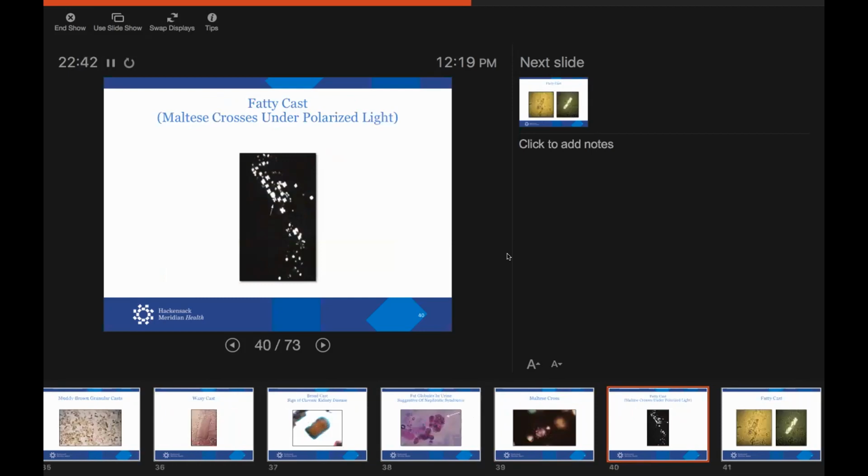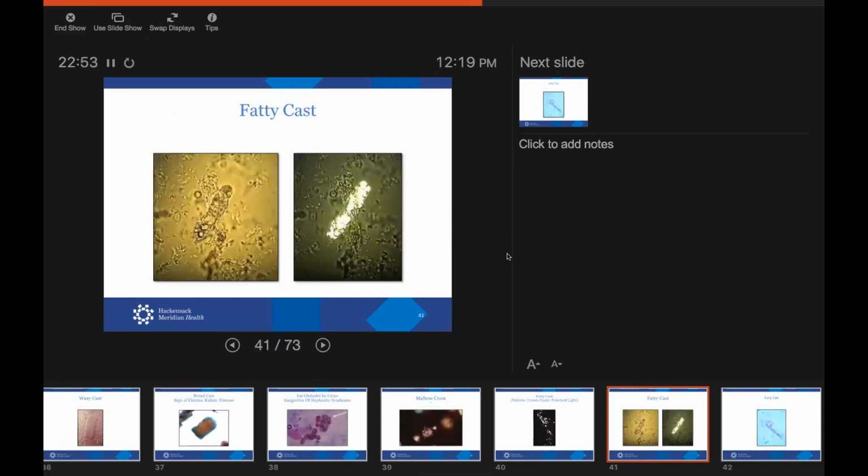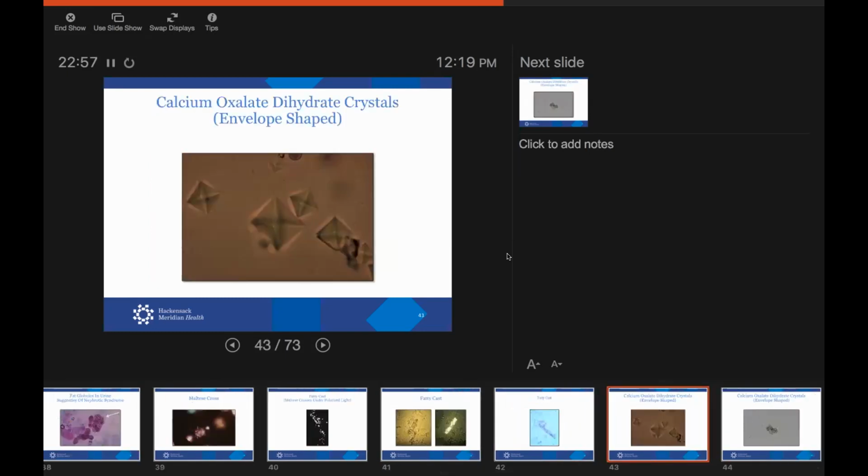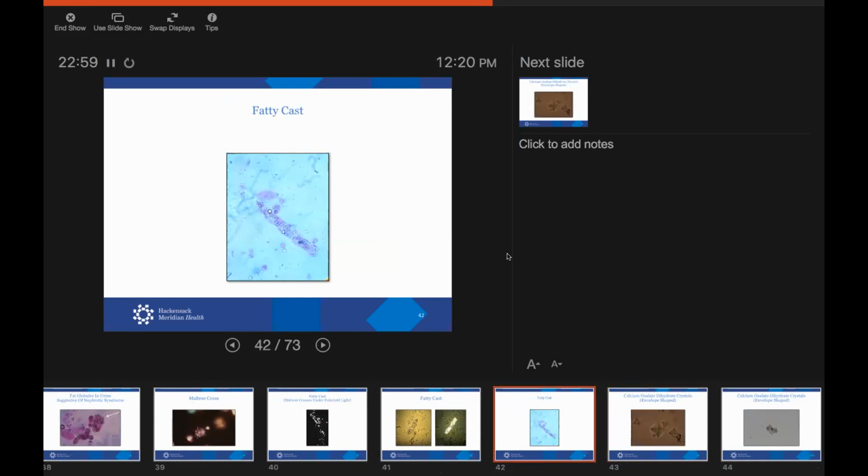Under polarized light, fat will polarize, and therefore that's why you'll see these fatty casts, and they show different pictures of them. I have different pictures of this. These are fatty casts also. Fatty cast also. That's really it for casts. But any questions on casts?